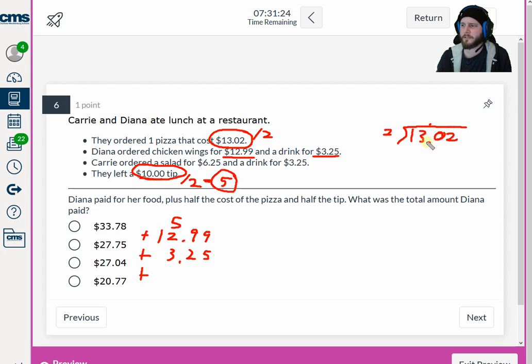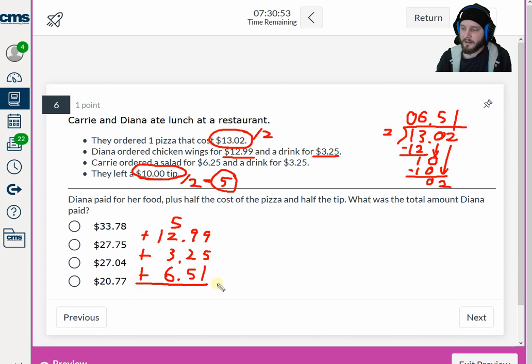Luckily, this is a nice small decimal. 2 goes into 1, it doesn't. 2 goes into 13, 6 times. Gives me 12, we'll subtract that. Left over of 1. Carry down my 0. 2 goes into 10, 5 times exactly. Subtract that. Carry down my 2. 2 goes into 2, 1 time. So half of 13.02 is going to be 6.51.